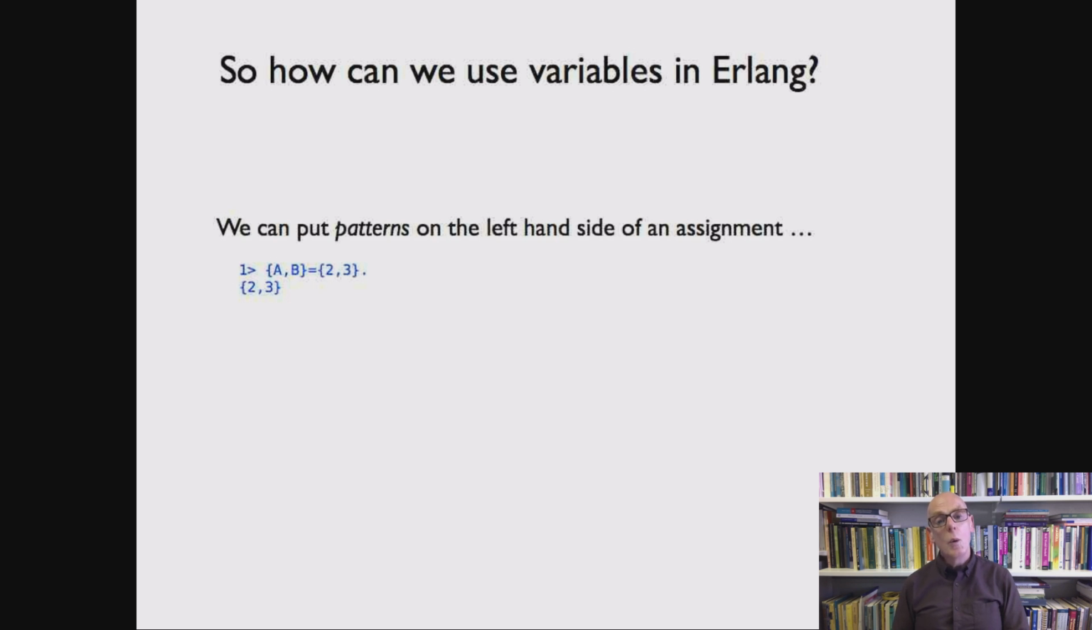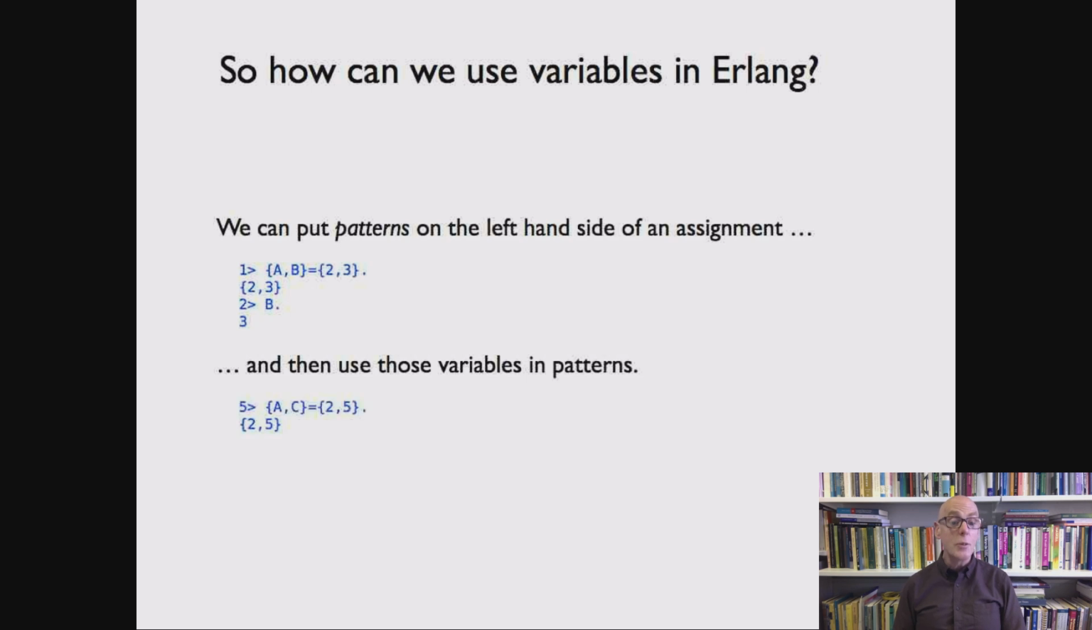Now, we can also use variables as part of patterns. So we can say the pattern {A, B} = {2, 3}. And that binds that pattern to 2 and 3, so it binds each of the components. So B in that gets bound to 3. So we can do complex pattern matching in Erlang by the same process.